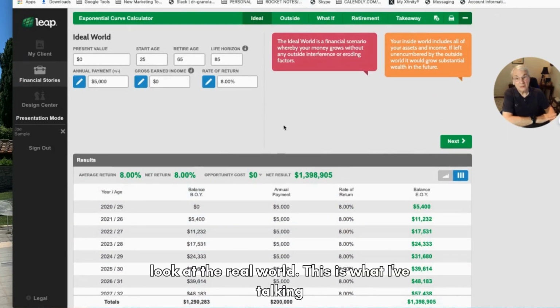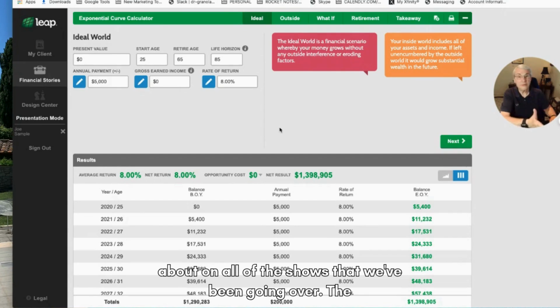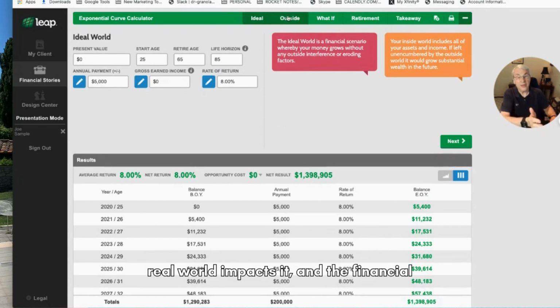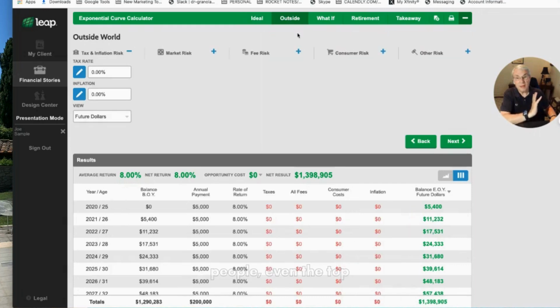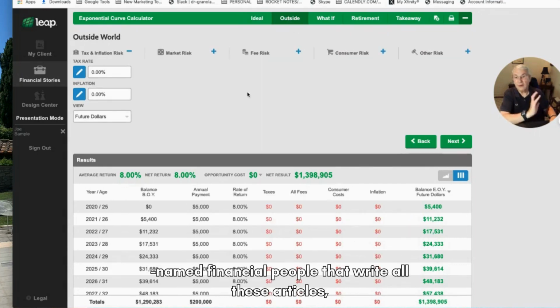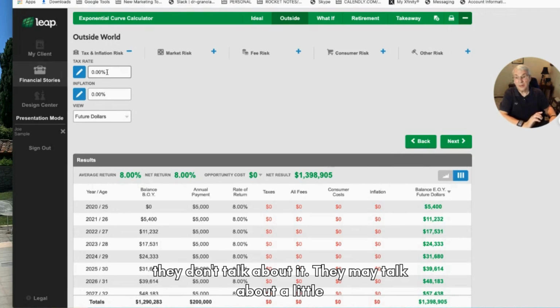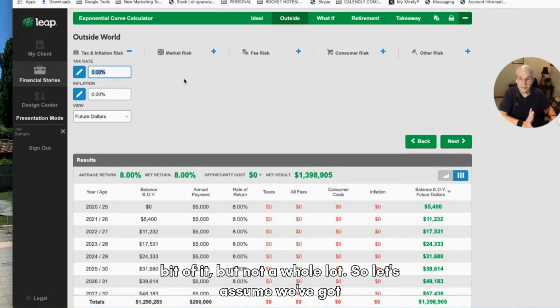But let's look at the real world. This is what I've been talking about on all of the shows that we've been going over. The real world impacts it, and the financial people, even the top name financial people that write all these articles, don't talk about it. They may talk about a little bit of it, but not a whole lot.